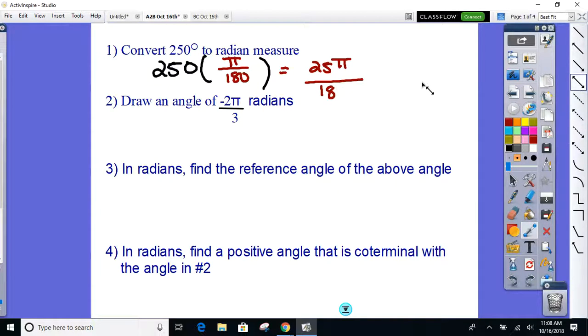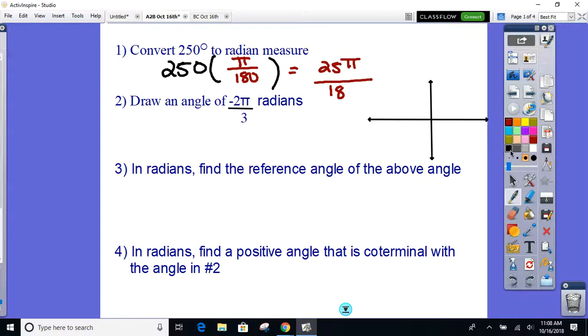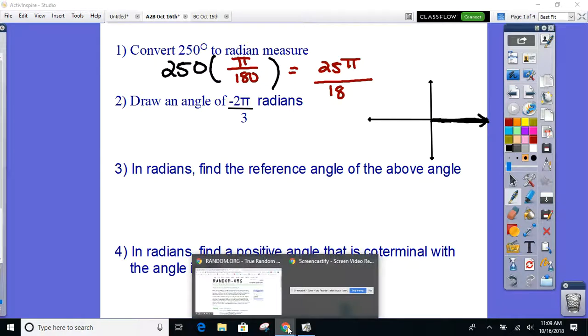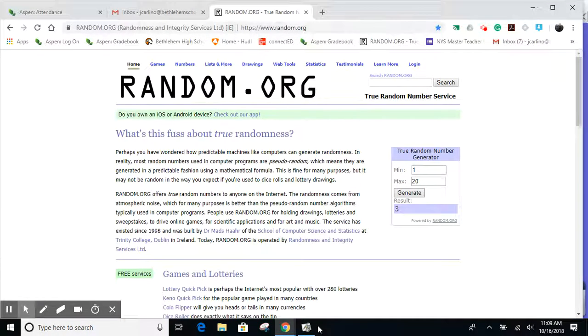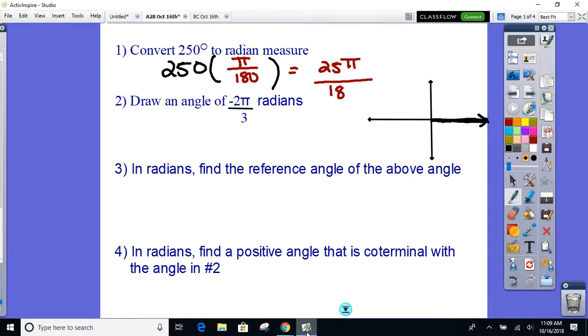Graph an angle. If you ask me to graph an angle, I won't even look at it yet. But I can at least graph the initial side right here on the x-axis. Okay, what did you do to negative 2 pi over 3 to find out what quadrant it was in?